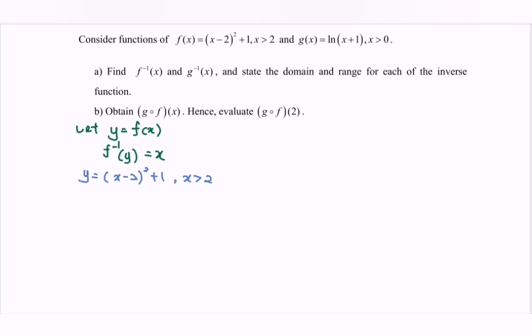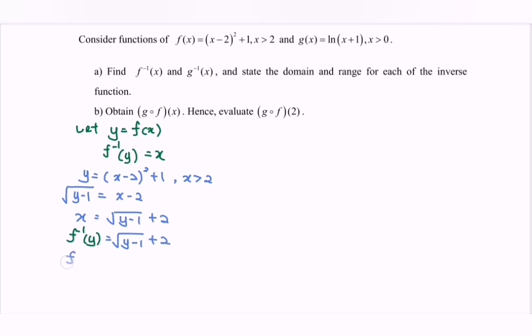So rearrange: move the 1, then square root, and then the negative 2. So we have y − 1, then we take the square root. Initially we have plus minus the square root, but referring to x greater than 2, we only have the positive square root of y − 1, which equals x − 2. Then x = √(y − 1) + 2. As we all know, x equals f inverse of y. So f inverse of y is √(y − 1) + 2.